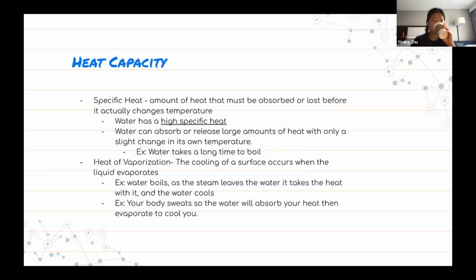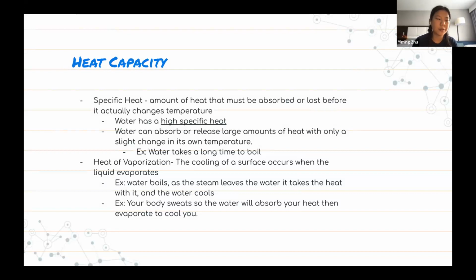Okay, now we're going to talk about heat capacity. This is a pretty important thing for substances such as water. It involves the specific heat, or the amount of heat that must be absorbed or lost before a liquid or a substance actually changes temperature. For example, water has a high specific heat, and that makes water very special.